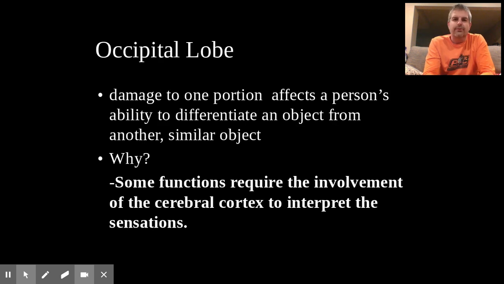with whatever it was. One of the things about the occipital lobe, damage to one portion affects a person's ability to differentiate an object from another similar object, because some functions require the involvement of the cerebral cortex to interpret sensations. So that's one of the things that's on the objectives that I'm sure I put that on there because it's awful random. Something about the occipital lobe. It's a question. I don't say anything, I guess.